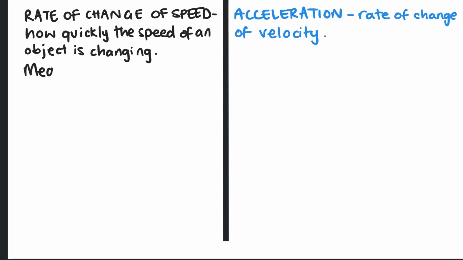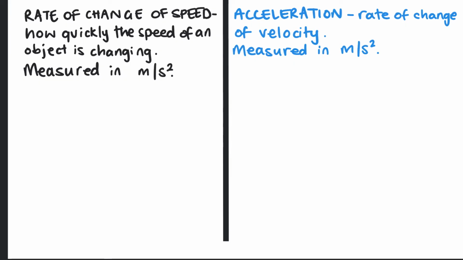So next we'll look at something called the rate of change of speed. So the rate of change of speed is just a way of saying how quickly the speed itself is changing. We measure the rate of change of speed in meters per second squared. So to work out the rate of change of speed, we need to know what the change of speed is, so what's the difference between the initial and the final speeds, and we need to know how long it took for that change to occur.